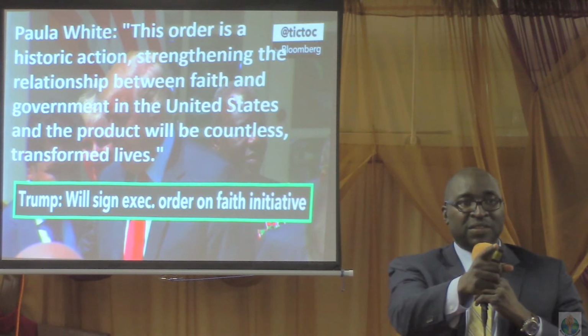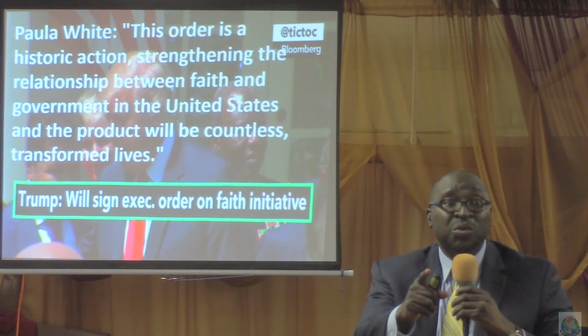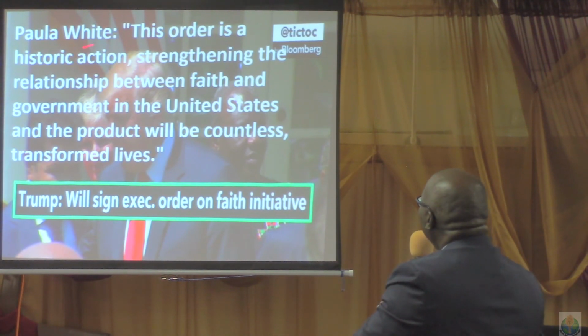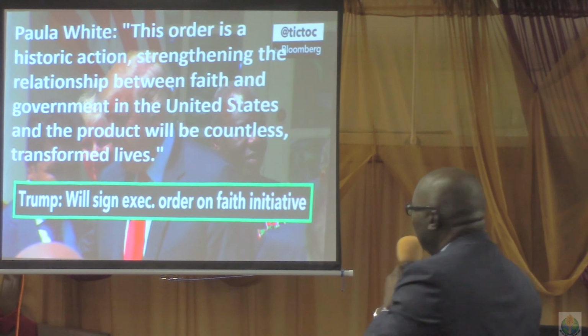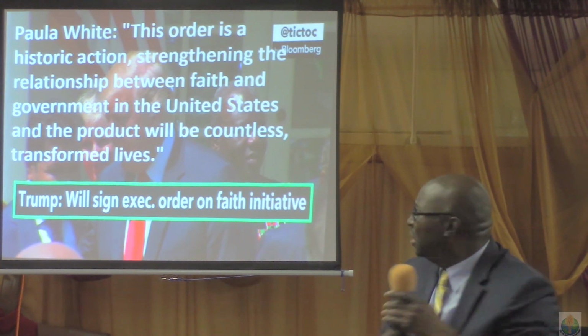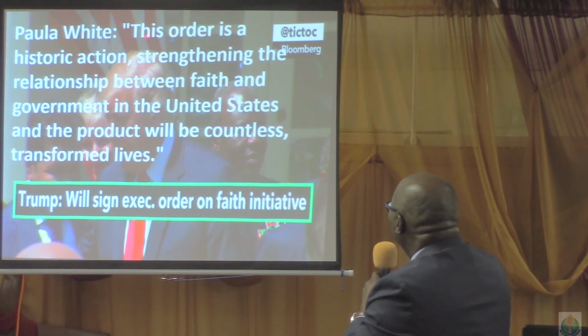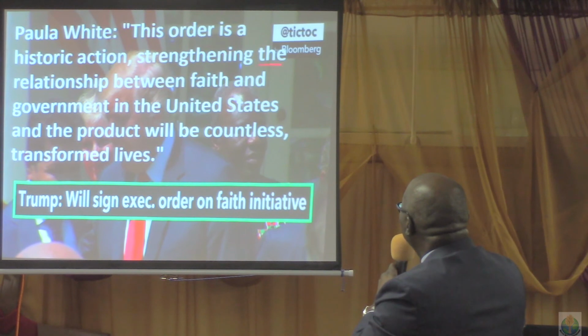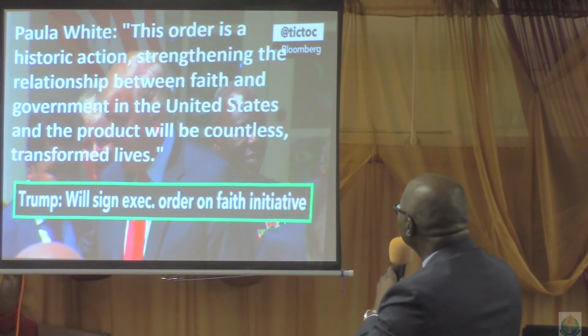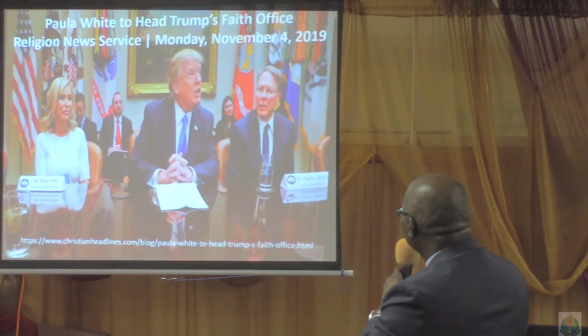And listen what Paula White says. Which year are we talking? 2018. Paula White: This order is a historic action, strengthening the relationship between faith and government. But I thought the First Amendment said that that's supposed to occur. Right. This order is a historic action, strengthening the relationship between faith and government in the United States, and the product will be countless lives transformed. Trump will sign executive order on faith initiative.